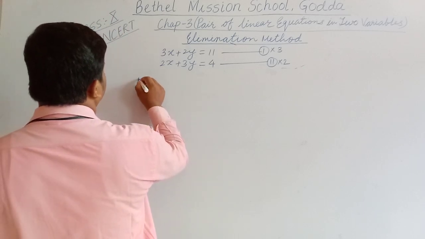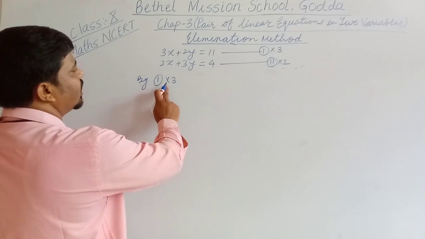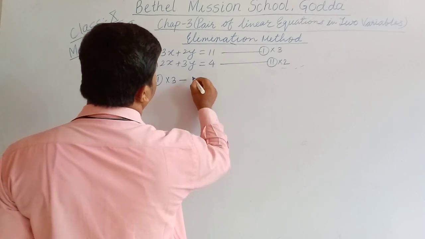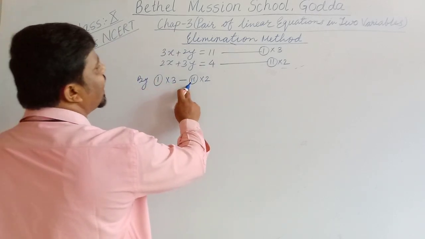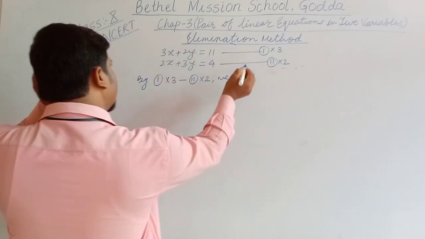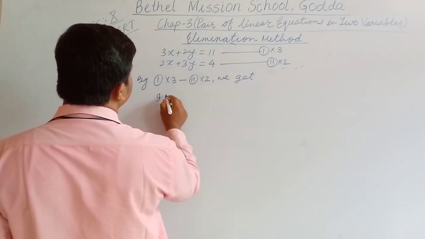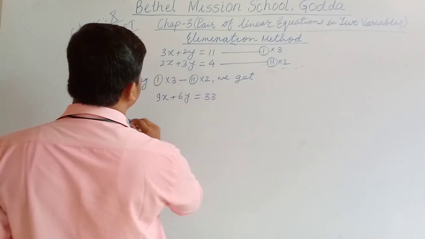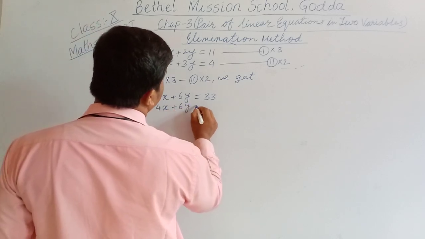So let's see what we will write. By 1 into 3, it means equation 1 is going to be multiplied by 3, and then we will put the sign of subtraction, and equation 2 is going to be multiplied by 2. So by 1 into 3 minus 2 into 2 we get. So let's see what we get. And if you multiply by 3, all the terms will be multiplied. So this will be 3 3s are 9x plus 6y equal to 33. And here will be 4x plus 6y equal to 8.